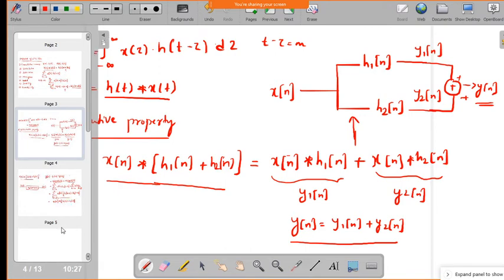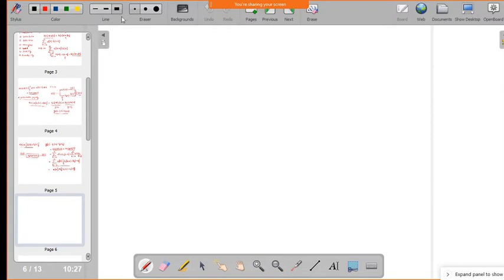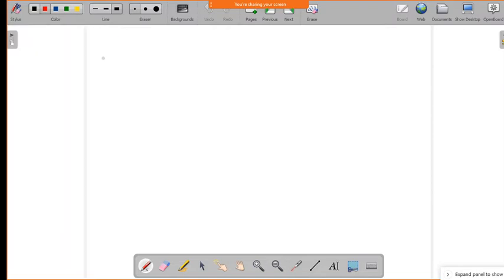Similarly, you can write it in the continuous time case. Try to do it in the continuous time case: take the individual responses and try it in the time domain.